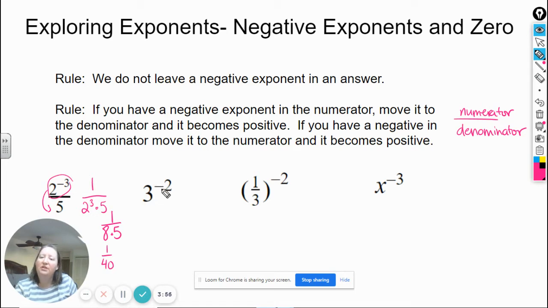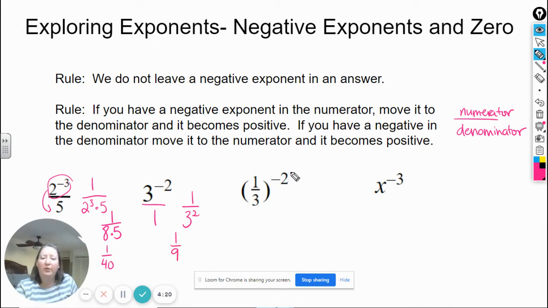So 3 to the negative 2 power. I don't want this to be a negative 2. I want it to be a positive 2. So what do I need to do? If this is in the numerator, I've got to move it down to the denominator. See how it became positive? All I did was just move it down. It's like trading places. And now we can say this is 1 over 9.